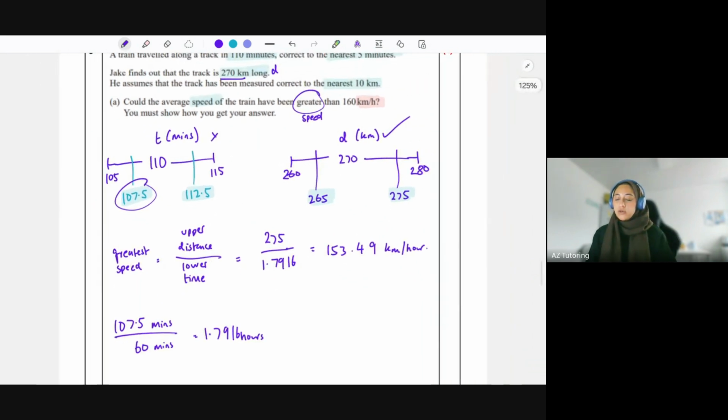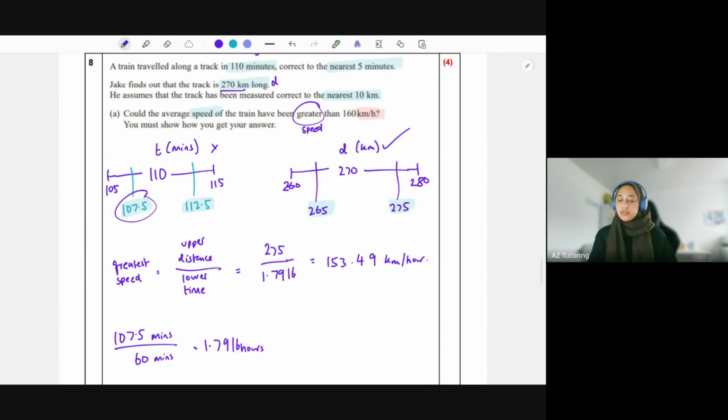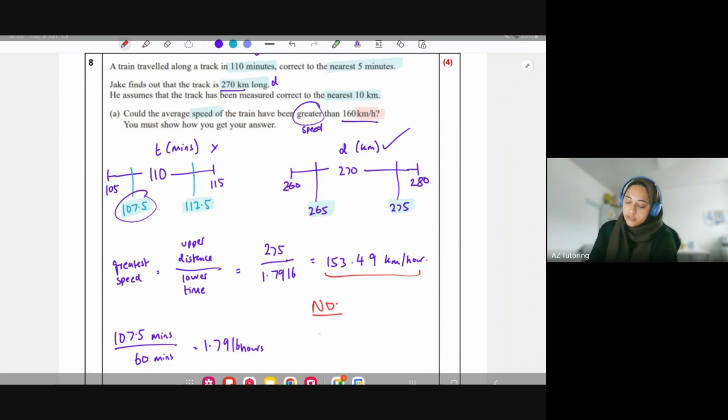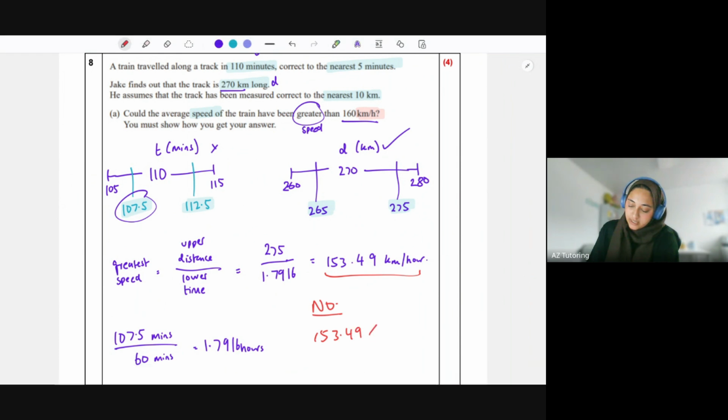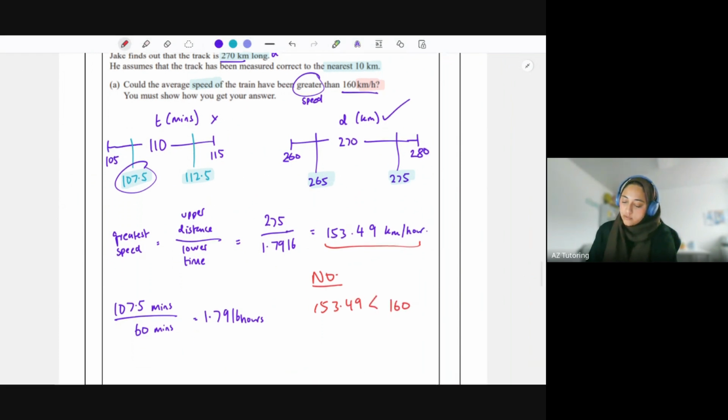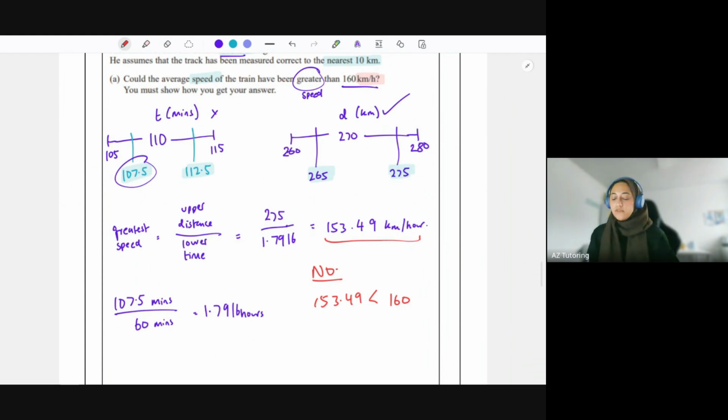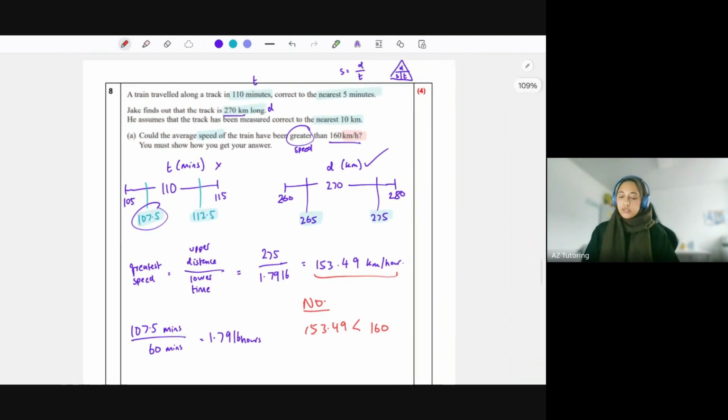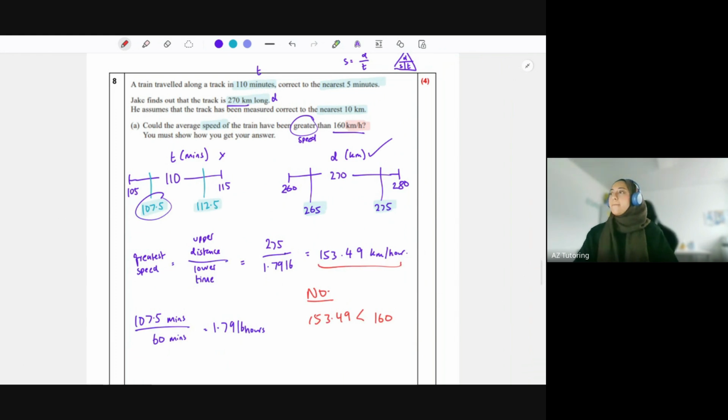So we've just worked out what's the greatest speed it could possibly be. The question said, could the average speed of the train have been greater than 160 kilometers per hour? Well, no, because we've just worked out the greatest speed, and the greatest speed is 153.49, and 153.49 is less than 160 kilometers per hour. So therefore, the average speed of the train can't be greater than that number. So that's how you do that upper and lower bounds question. Any questions on that, or is that okay?